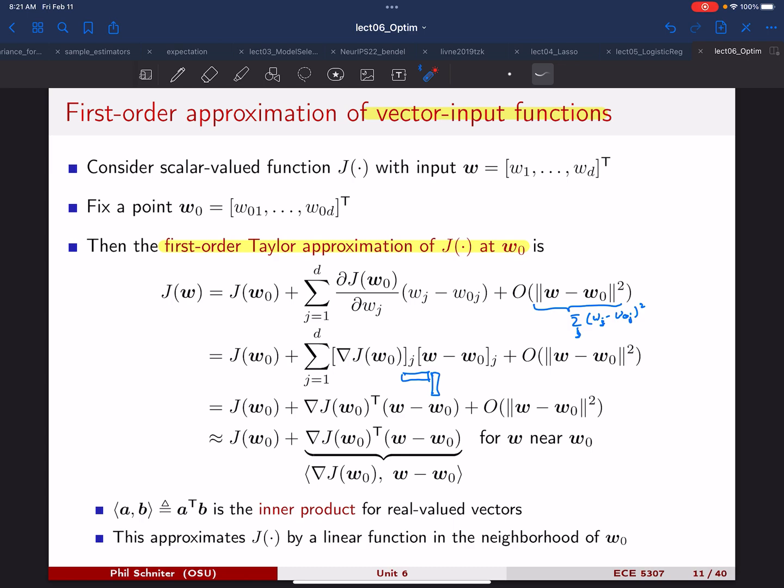And the last thing to do is just to write this in a slightly different way that's going to be able to make a direct comparison to what happens in the matrix case. And for that, we're going to use something called the inner product, something from linear algebra. So when we are dealing with real valued vectors, and you want to know what is the inner product between two vectors A and B, that's just going to be A transpose B.